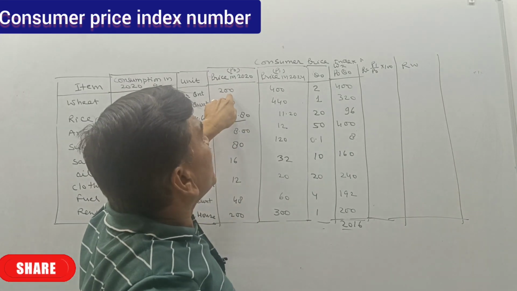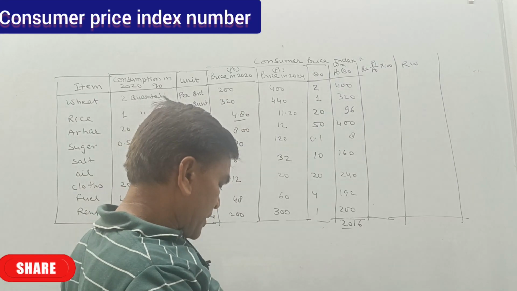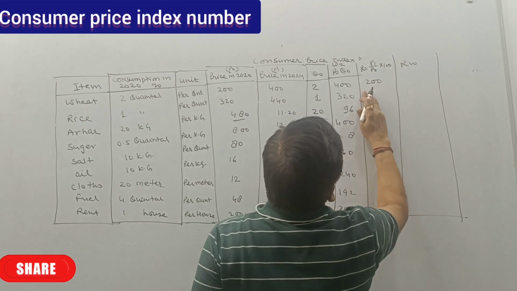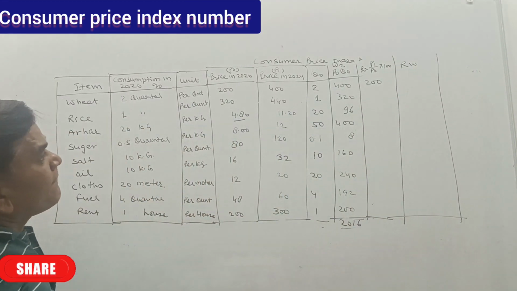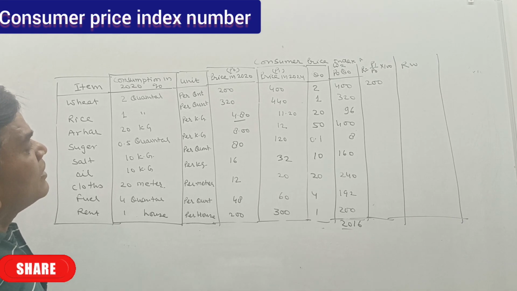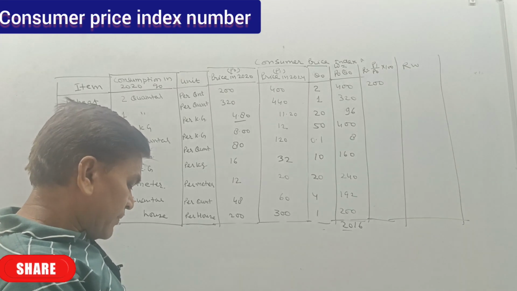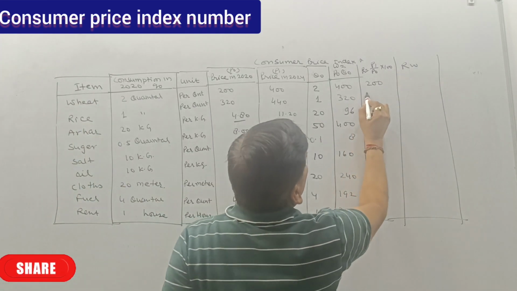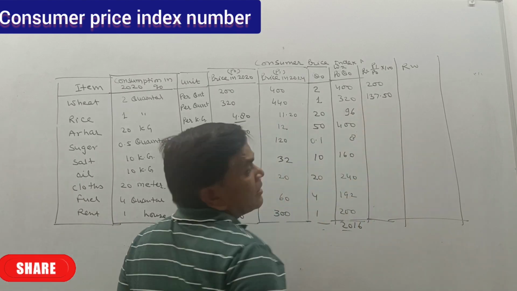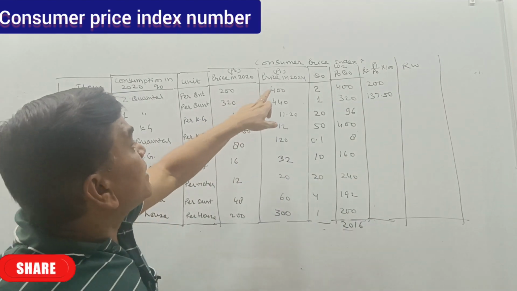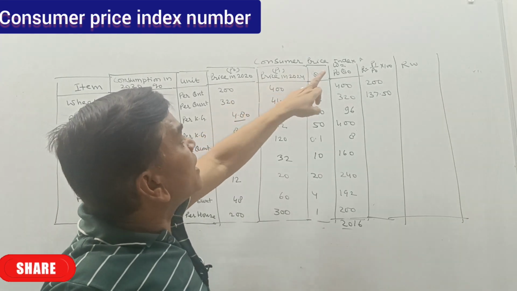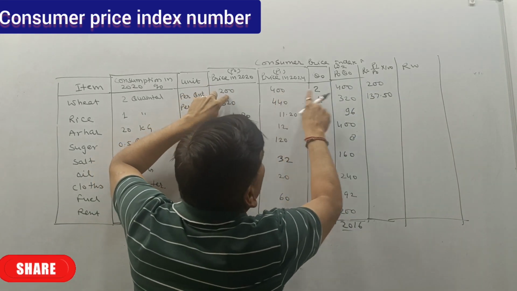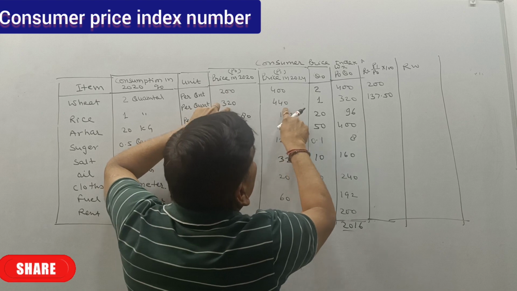So first, R is P1 by P0: 400 divided by 200 multiplied by 100, that is 200. Next, 440 divided by 320 multiplied by 100, that is 137.5. What are we doing? Listen, this is our P1 and this is our P0, so the R value is P1 divided by P0 multiplied by 100.